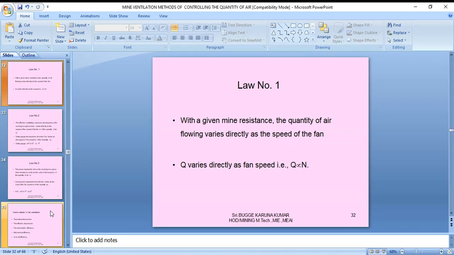First law. With a given mine resistance, the quantity of air flowing varies directly as the speed of the fan. That is, Q is directly proportional to N. So when the speed of the fan is increased, automatically what happens? Quantity will increase. For example, with a fan in households, if you increase the regulator steps 1, 2, 3, 5, the quantity rises, and ultimately pressure also increases. That is also important. Of course, quantity is directly proportional to the speed of the fan.